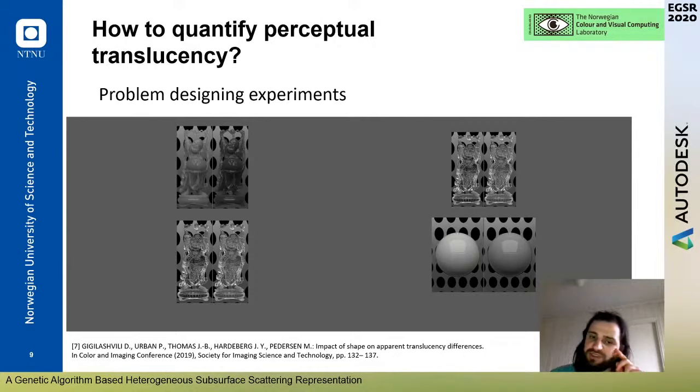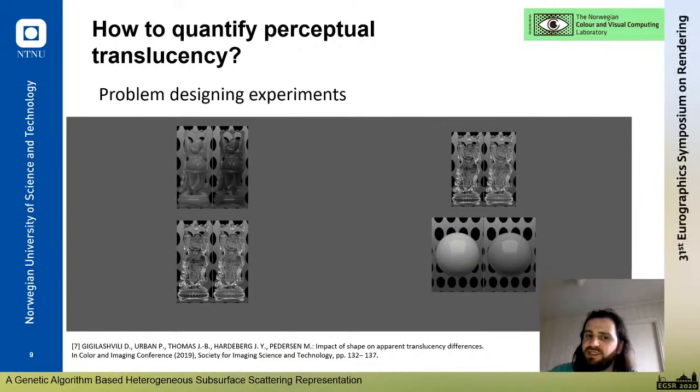So these are screenshots from our psychophysical experiments. We were studying how object shape impacts perception of translucency differences. The left image is one trial and the right pair is the second trial. So two Buddhas and two spheres are separate trials, and we asked people a question: which pair has larger translucency difference? Select the pair with larger translucency difference.